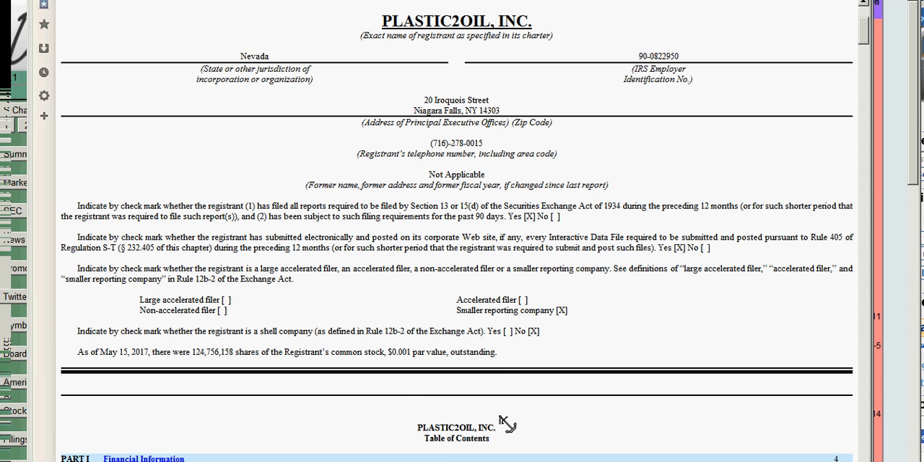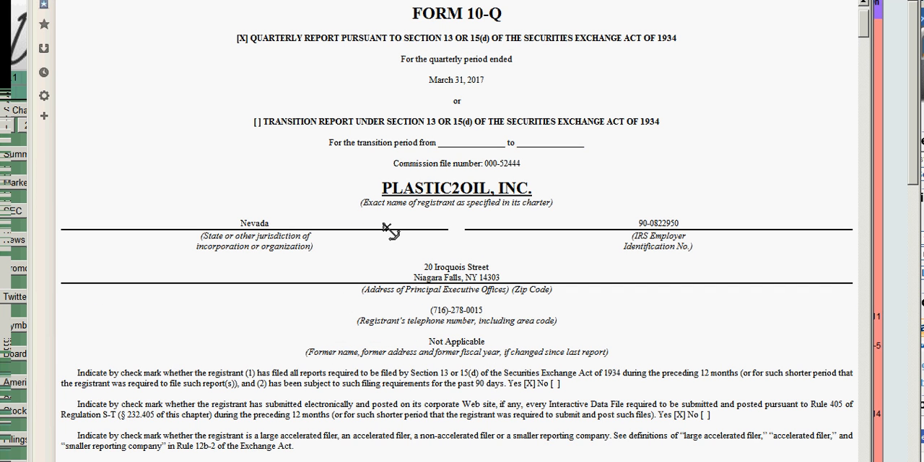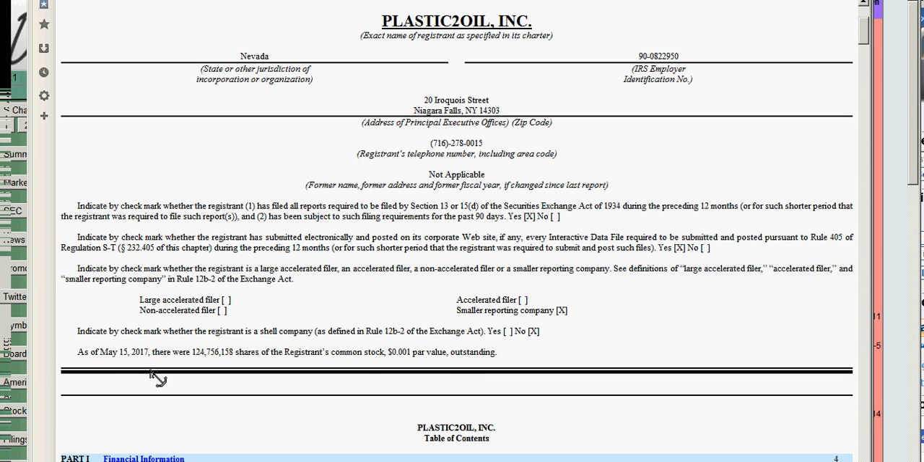This is Plastics to Oil. They're into pyrolysis of waste plastics into fuel. I used to be really involved in this company. Again, the quarterly period ended March 31st. And how many shares do they have? As of May 15th, there were 125 million shares outstanding. Now let's look at their money.